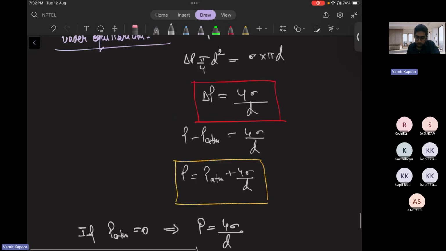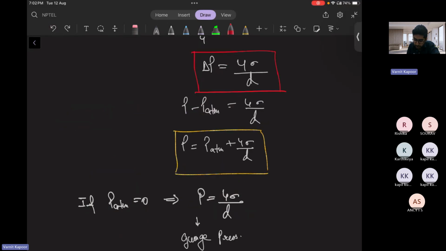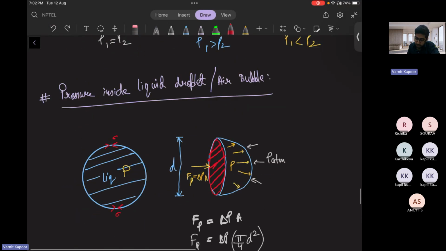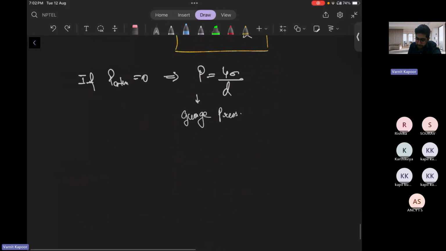Next, here it was the pressure inside a liquid droplet and an air bubble. You have seen how a liquid droplet looks. But how will an air bubble look? An air bubble will also have the same value of the change in pressure, but the air bubble will look like this.